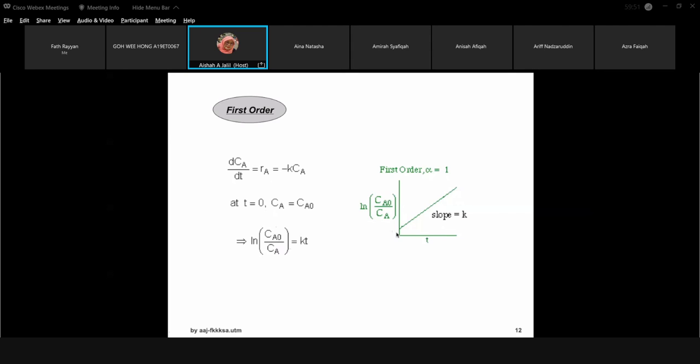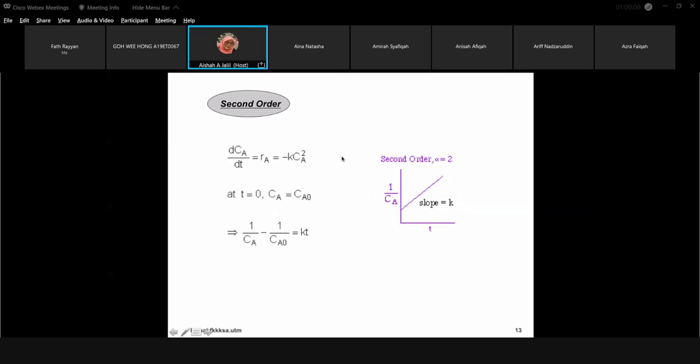But if you still do not get it, this is playing with time. Not zero order, still not a straight line. Second order, still not a straight line. Meaning zero, first and second order. When you have to assume the second order, the plot is like this. So this one, y equals mx plus c. The y is 1 over CA, and x is t, the derivative, and then you can get that one. Okay.